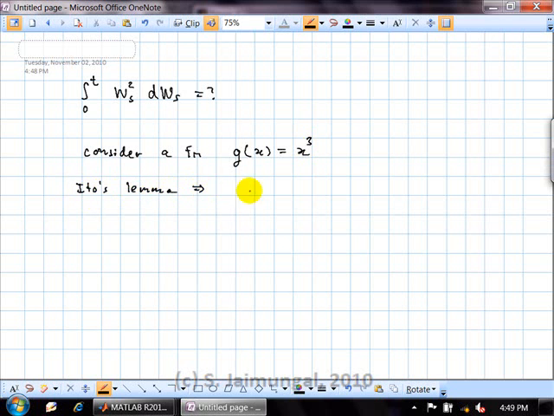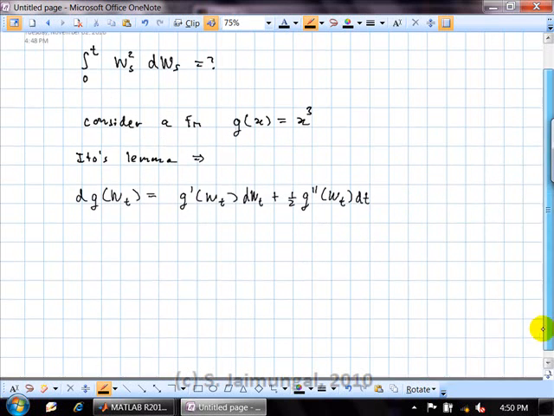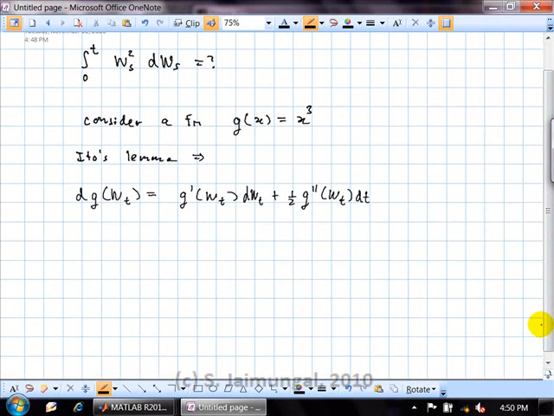then implies that d of g of w equals, according to Itô's lemma, I'll write it down again, g prime of w dW plus 1/2 g double prime of w dt. Sorry, I made a mistake. I put the dW and the dt in the wrong place. Okay, so that's just straightforward Itô's lemma. That's actually the statement of Itô's lemma.